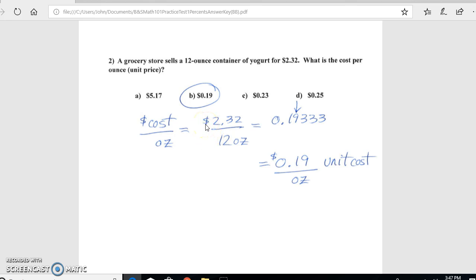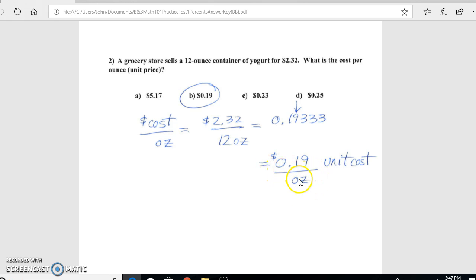We take $2.32 divided by 12. This is what we get on the calculator. And we have to round this to the hundredths place because we're dealing with money. And we're going to round at the 9. We look next to it, we have a 3, so the 9 is going to stay a 9, and we have 19 cents per ounce.